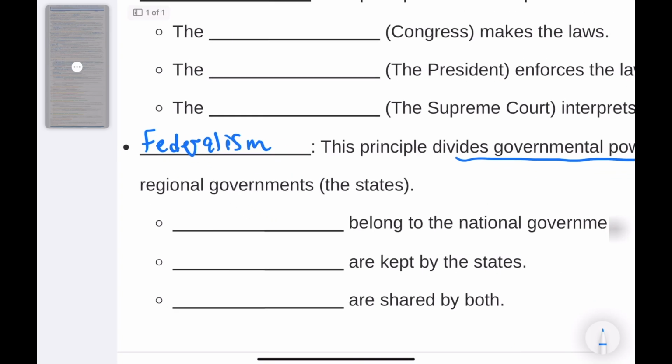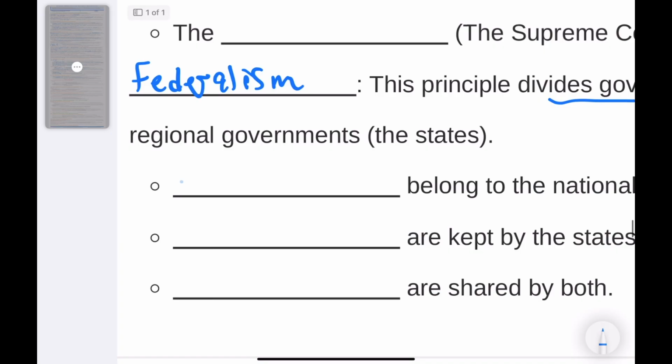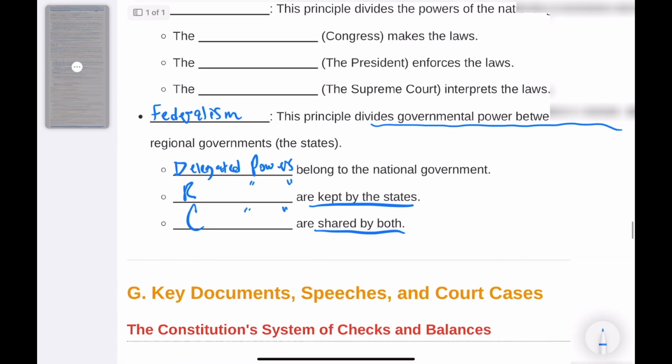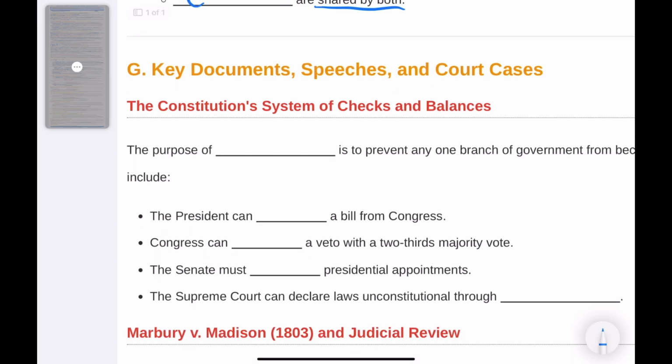All right, next we have these 3 blanks in relation to that. Powers that belong to the national government are delegated powers. And each of these are powers. So this is kept by the state, and that's reserved powers, and these are shared by both, and that's called concurrent powers. All right, moving to key documents, speeches, and court cases.